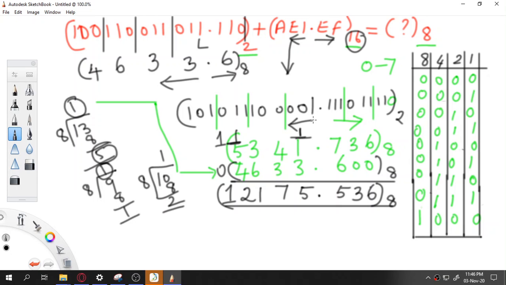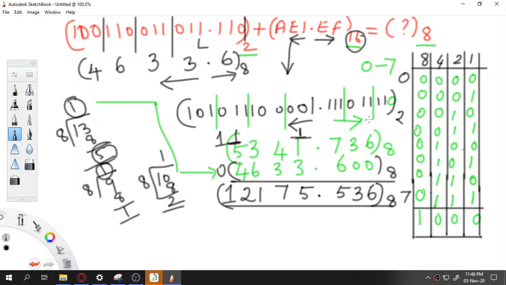So group from LSB towards the left side, group in 3s and then convert into an octal number using this table. Okay, only till this, only the table will work out for this octal number, because there is no 8 in an octal number. It is actually between 0 and 7. This is between 0 and 7.